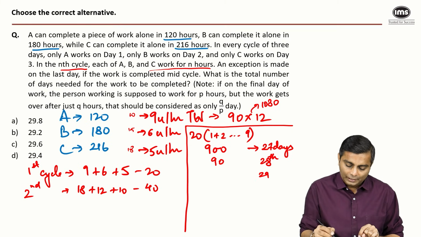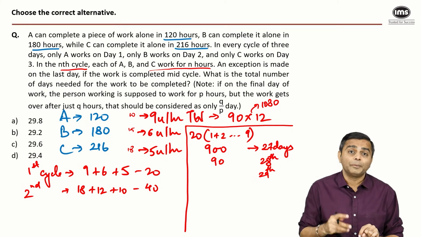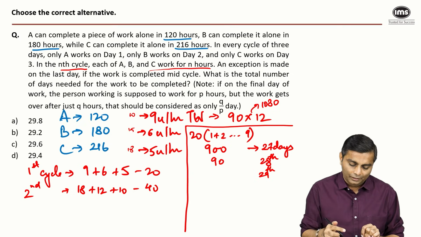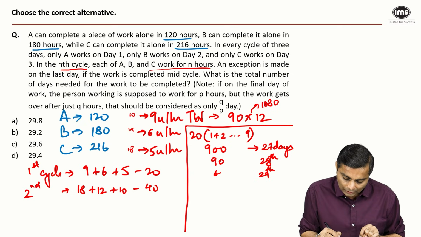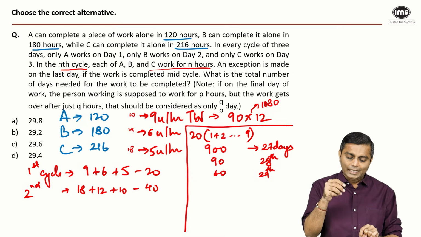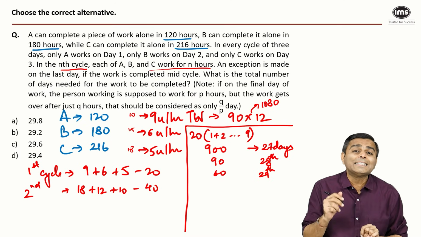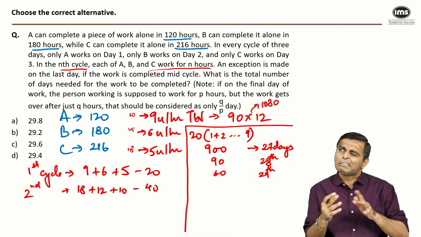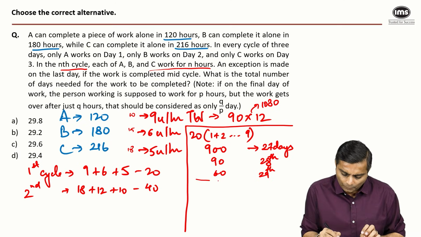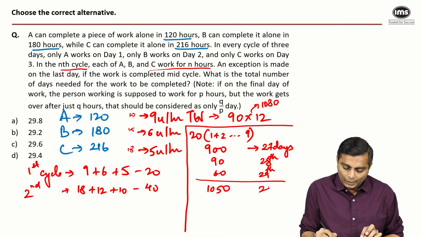We've still not reached our target, so the 29th day will also come into the picture. B will now also work for 10 hours. B is going to contribute another 60. So 990 and 60 is 1050. So 1050 units are over.